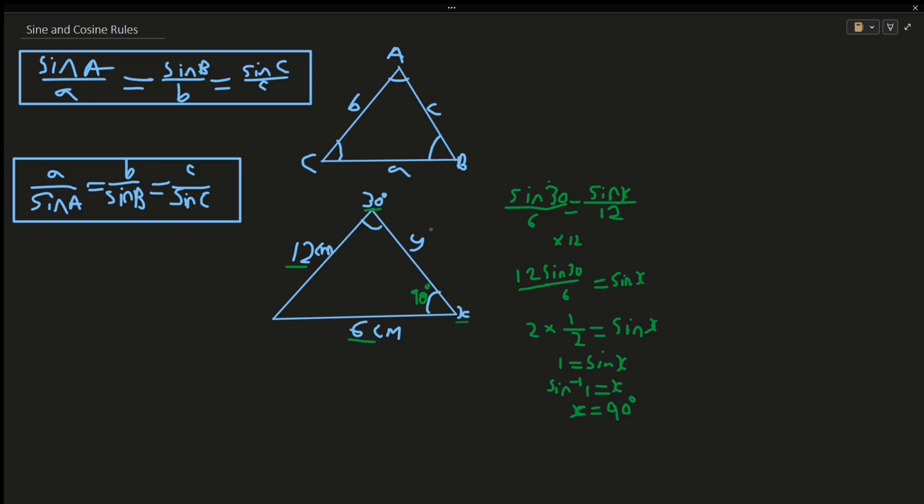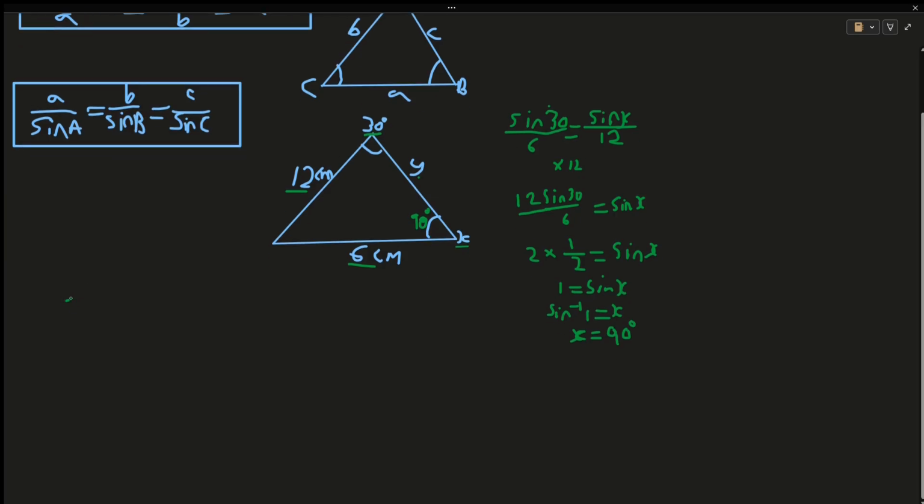So we find that angle. Now we want to find what y is. That's our next goal. We can figure out what this angle is because we know two angles in the triangle. 30 plus 90 is equal to 120, and 180 is the total in a triangle, minus 120 is equal to 60. So this angle here is 60.